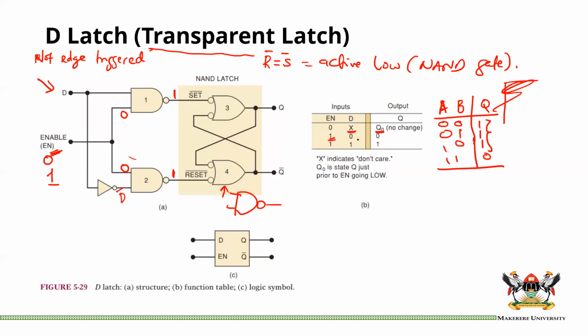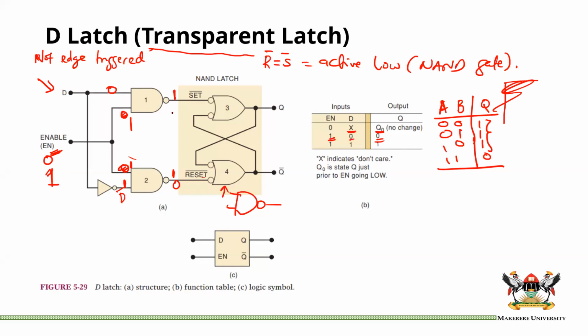Let's look at the case where D is 0 and enable is 1. In this case, you will have a 1 here as well. A 0 and a 1 gives a 1. But this D being 0, here it will become 1. So you have a 1 and a 1, giving you a 0. And when you have a 0, you reset, meaning your output will become 0.